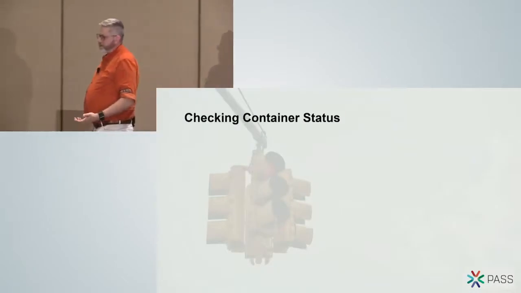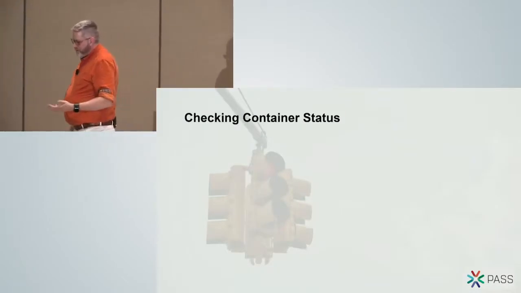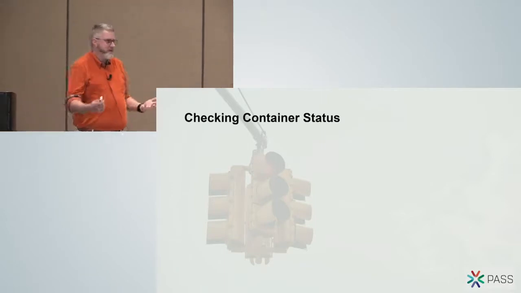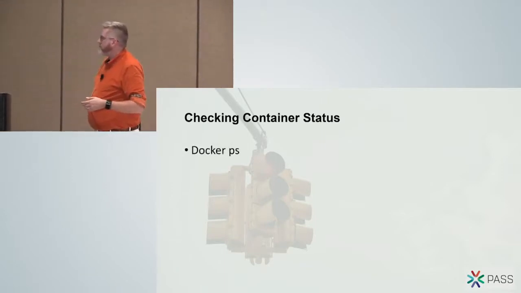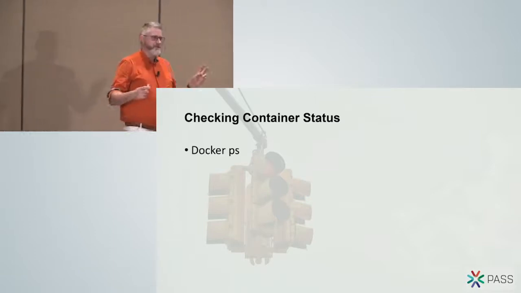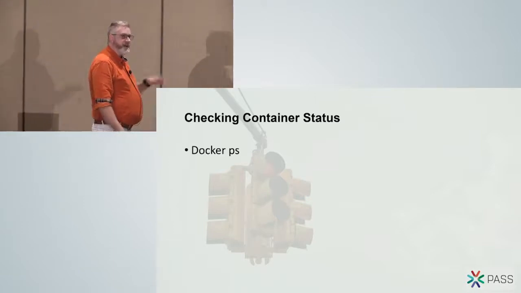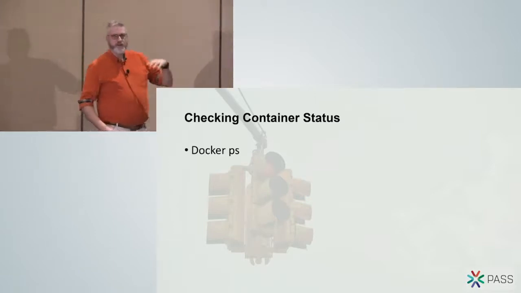Now, how do we know our container is actually running once it's going? Because if we're going to run as a service, there's got to be something going on. How do we check on this? Well, to check our status is docker ps. That's the PowerShell command, docker ps. Tell me what's running. And that will list any running containers on our system.